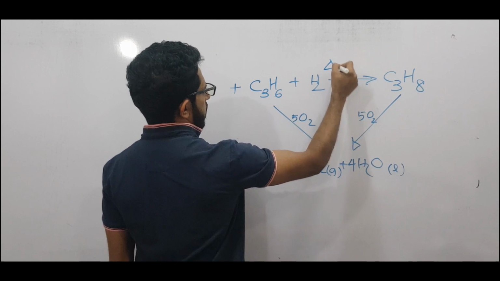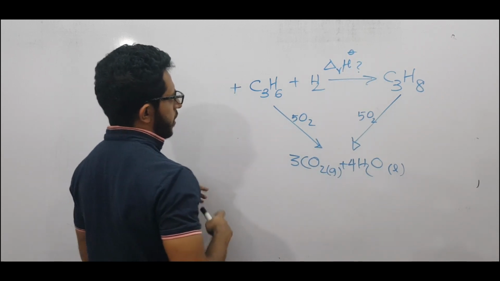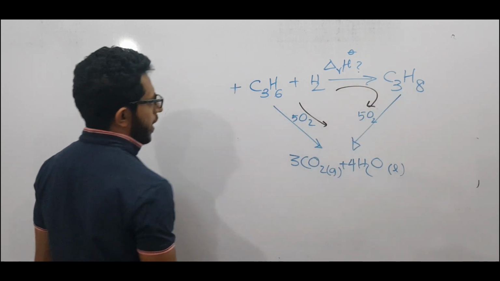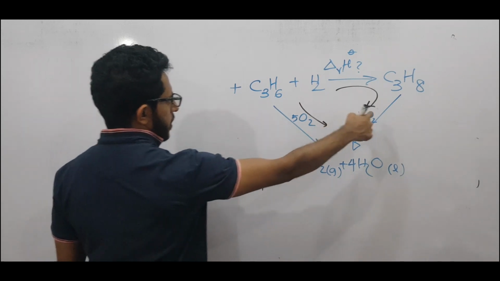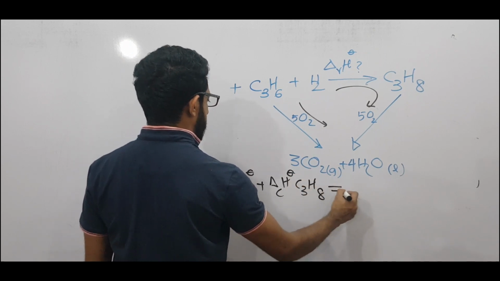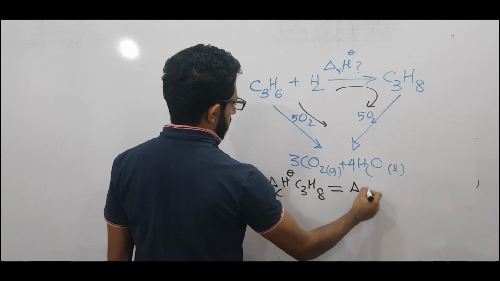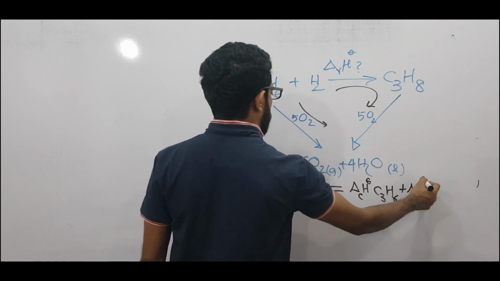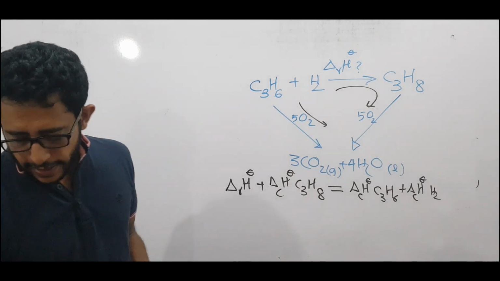And then delta RH. This is what we have to find. So we have to apply Hess's law. What is Hess's law then? These two are equal to this one because the arrows are going like that. So delta RH plus the combustion enthalpy of C3H8 is equal to the combustion enthalpy of C3H6 plus the combustion enthalpy of hydrogen. Then we just have to apply them.